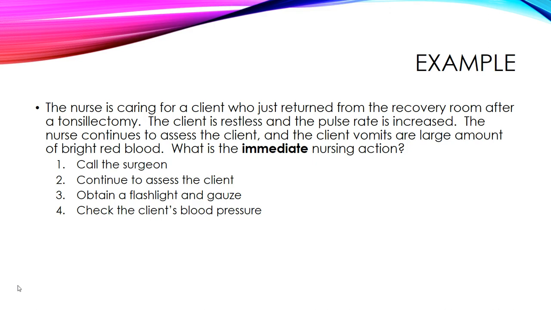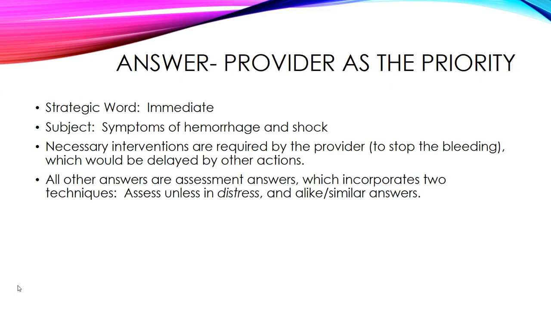Another thing is that assess and lessen distress. So in this case, the patient is restless and the pulse rate is increased. When you see those, you know that more than likely they are hemorrhaging, because your heart rate's going to go up and they start having the neurological confusion, restlessness, things like that. And that's a sign of hypoxia in this case, or low volume. So again, our strategic word in this case is immediate. We need to know what we have to do right now.